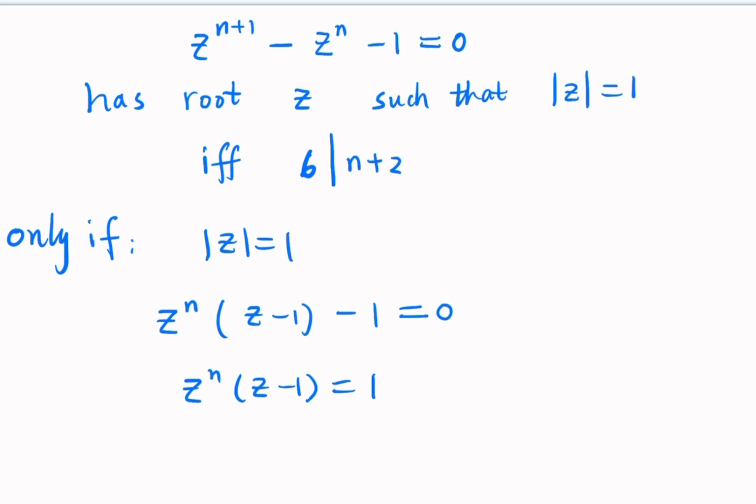What do you have? The modulus of z equals 1. Now this term here, the modulus would be 1. You take the modulus here, and the modulus of z minus 1 is equal to 1. So the first term equals 1, this is equal to 1. So we must have the modulus of z minus 1 also being 1.